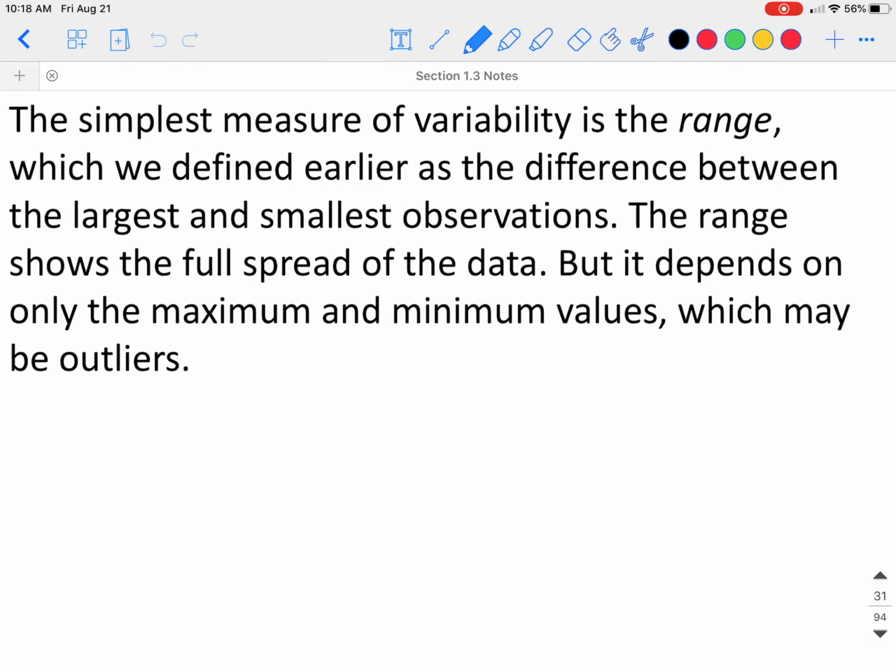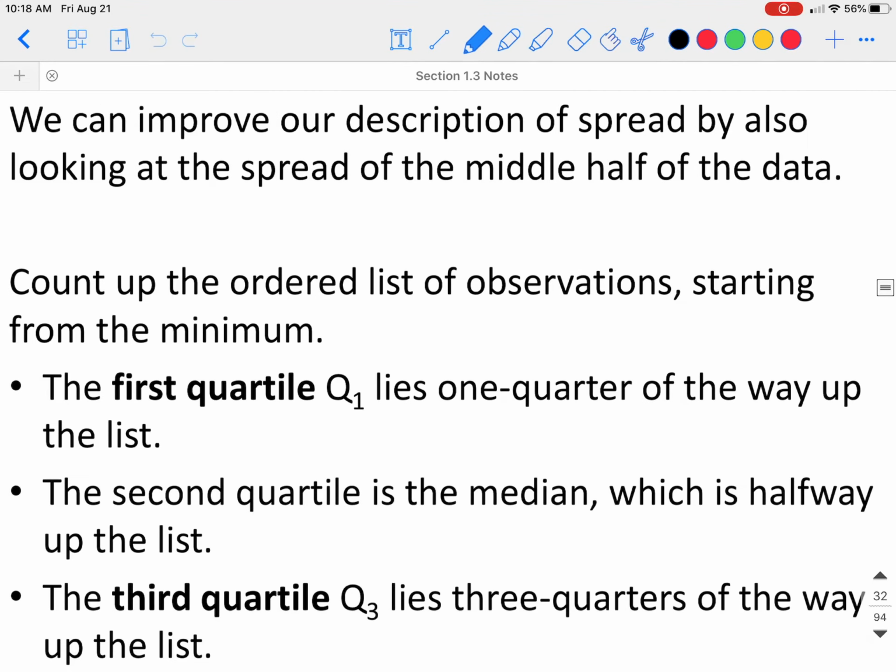The simplest measure of variability is the range, which we defined earlier as the difference between the largest and smallest observations. The range shows the full spread of the data, but it depends on only the maximum and minimum values, which may be outliers. We can improve our description of spread by also looking at the spread of the middle half of the data.